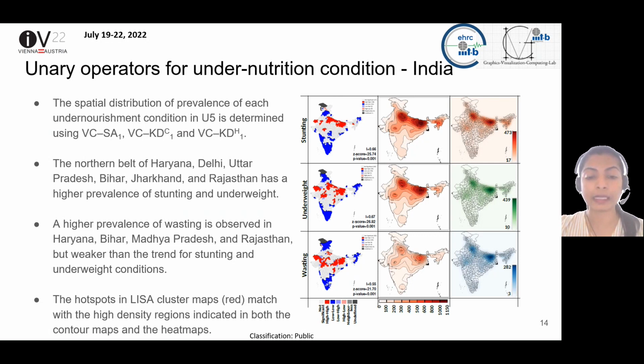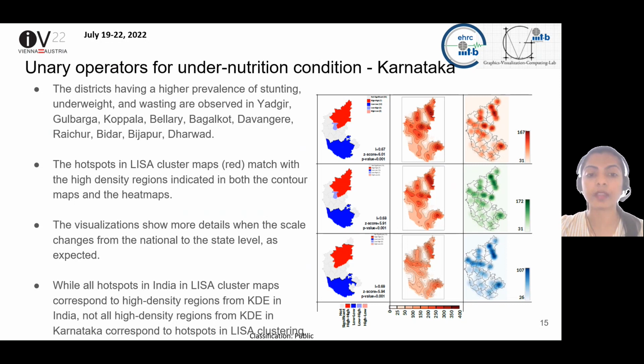All hotspots in India in LISA cluster maps correspond to high density regions from KDE in India. The districts in Karnataka having a higher prevalence of stunting, underweight, and wasting are Yadgir, Gulbarga, Koppala, Ballari, Bagalkot, Davangere, Raichur, Bidar, Bijapur, and Dharwad. The hotspots in LISA cluster maps, which are red, match with the high density regions indicated in both the contour maps and the heat map.